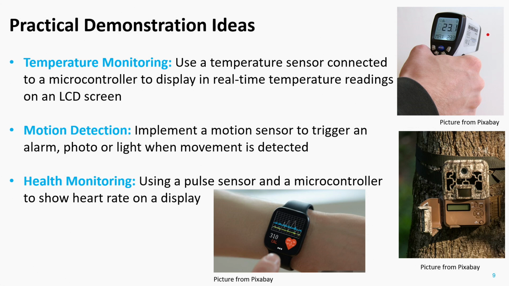The second example is the one that you can see in the lower right part of the slide. It is a motion detector element that is implemented based on the detection of movement of, for example, wild animals. Finally, in the bottom part of the slide, you can see a health monitor wristband that is normally used to get, for example, pulse heart rate through a pulse sensor that is shown afterwards in the wristband.